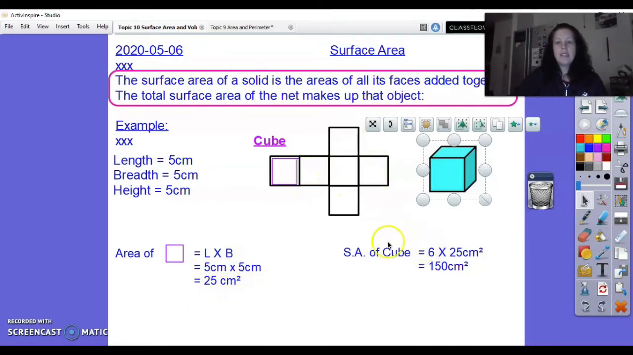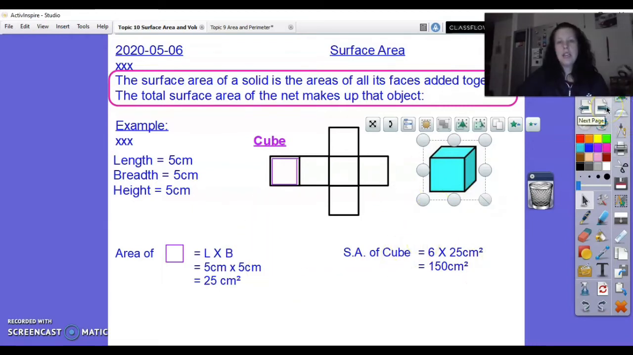So I said I need to calculate the surface area of a cube, meaning that there are 6 squares. Each have 25 centimeters squared as their area. So if I say 6 times 25 centimeters squared, I get my total surface area of 150 centimeters squared. Right, so that is for your cube.